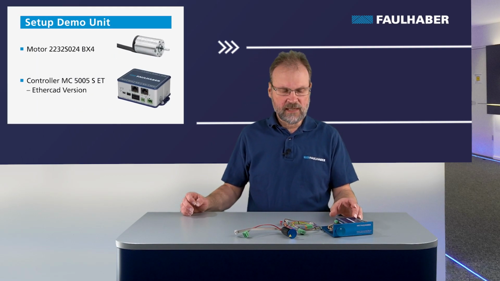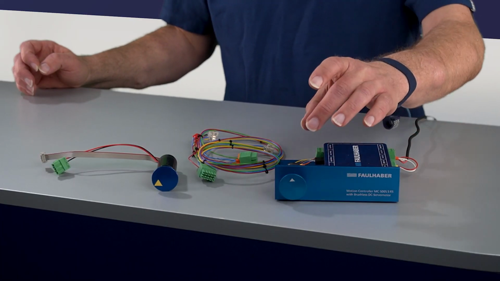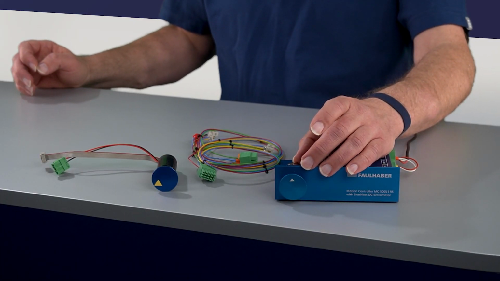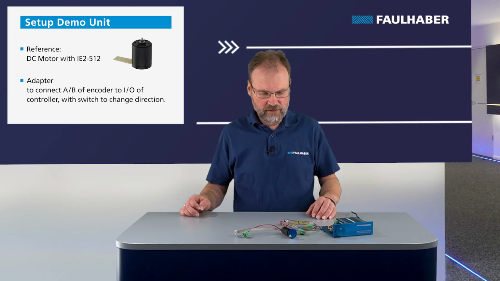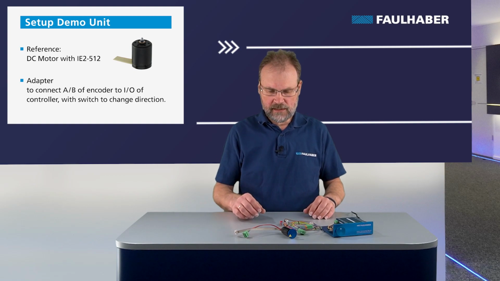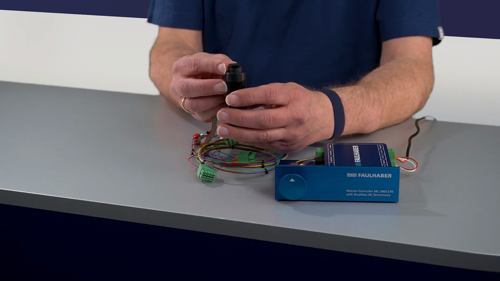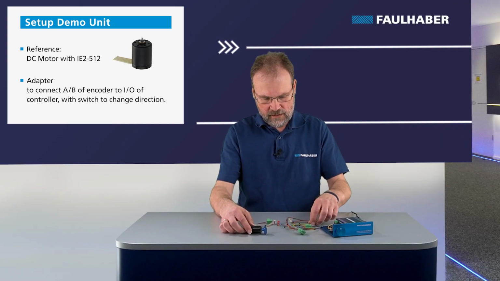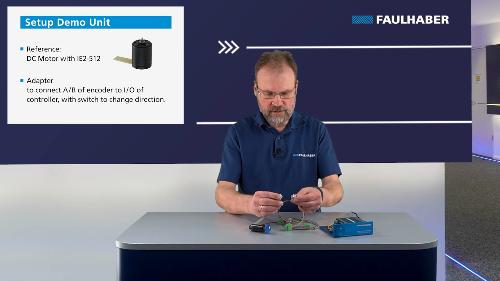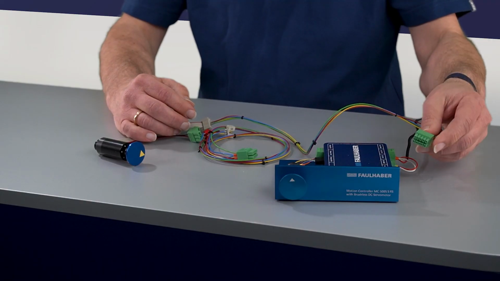This one is having an MC5005, the S version, so having all these screw connectors here, and a 2232BX4 motor here to be controlled. And to create the reference, I'm using an incremental encoder here, so using a DC motor and an IE2 512, and I created an adapter to connect the A and the B signal of my encoder to the I/O connection of the motion controller here.